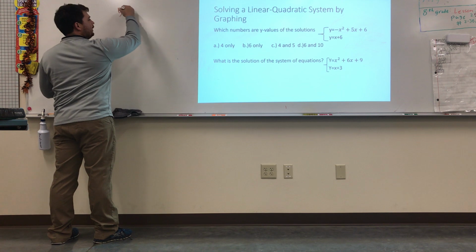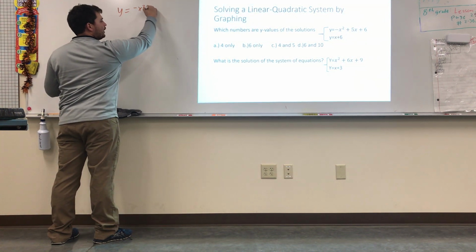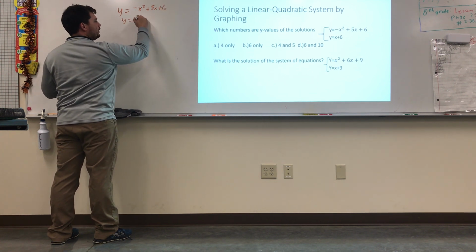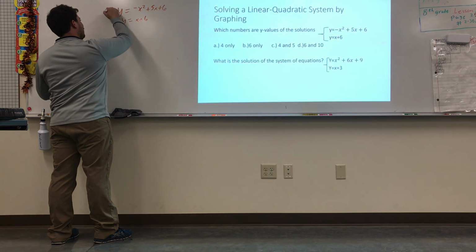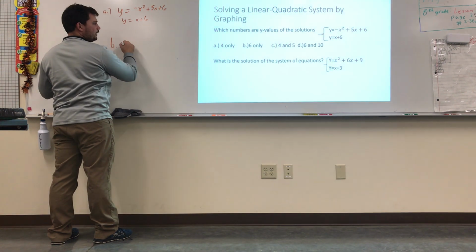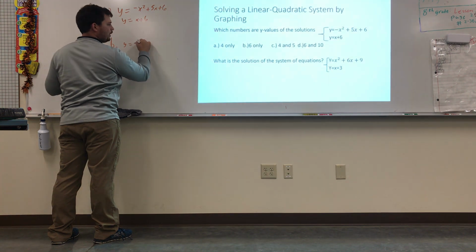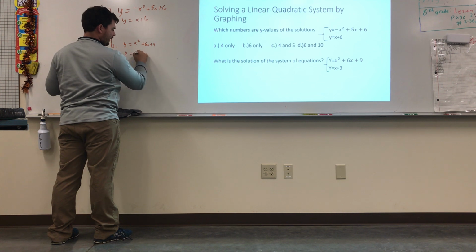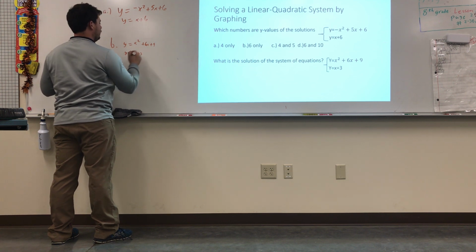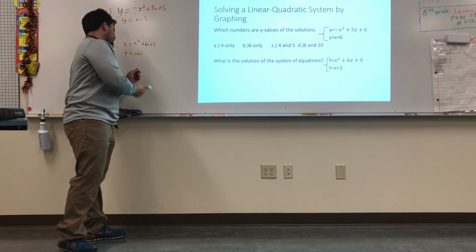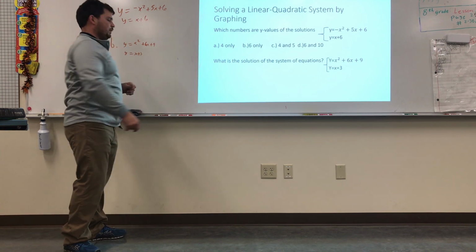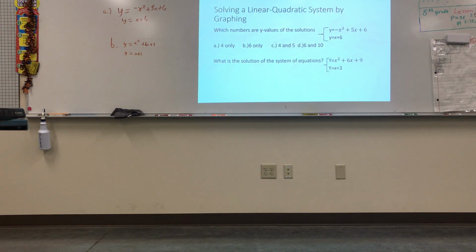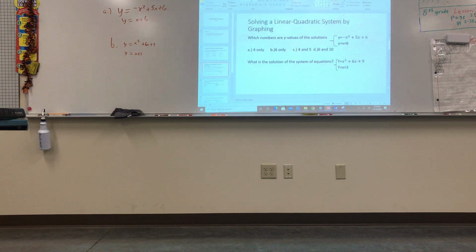So I have y equals negative x squared plus 5x plus 6, and y equals x plus 6. This is A, and this will be B, which is y equals x squared plus 6x plus 9 over y equals x plus 3. Like I said, I am doing this on accuracy. Typically, we are not always the most accurate.